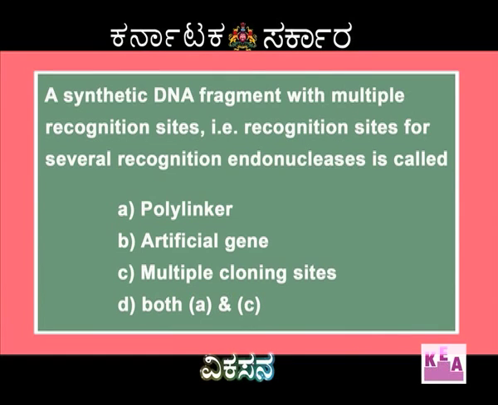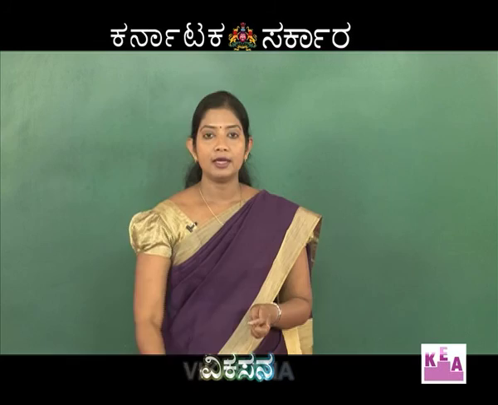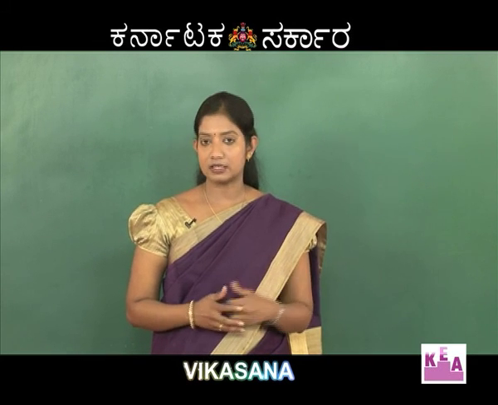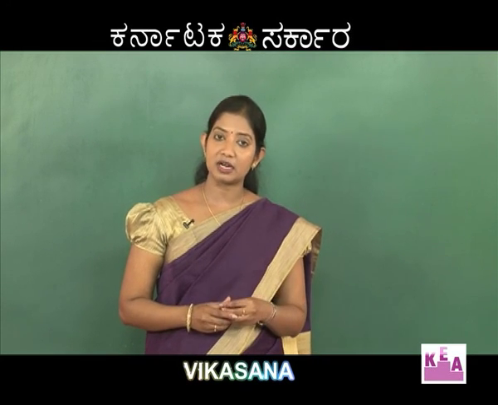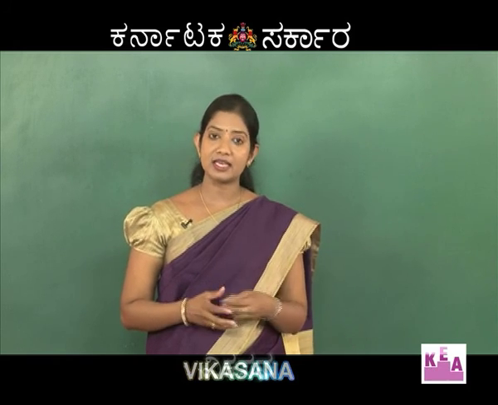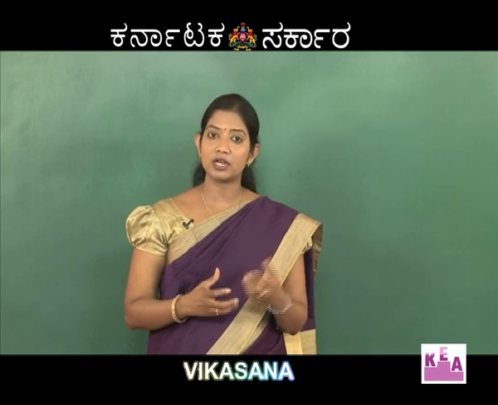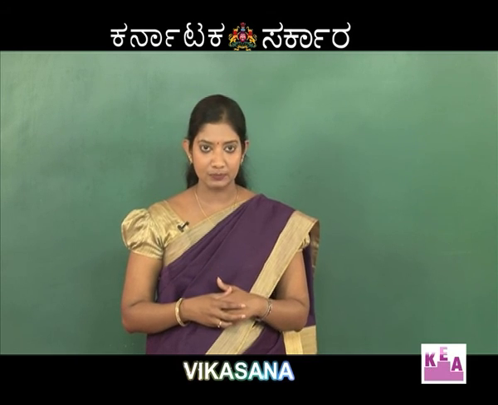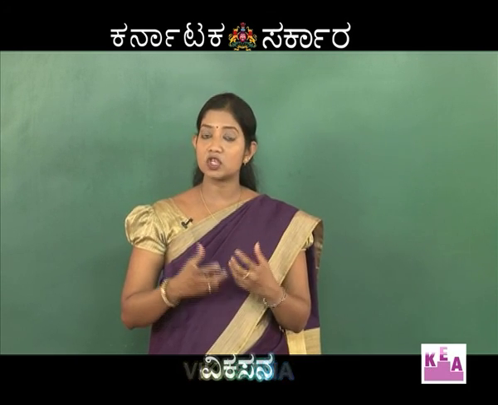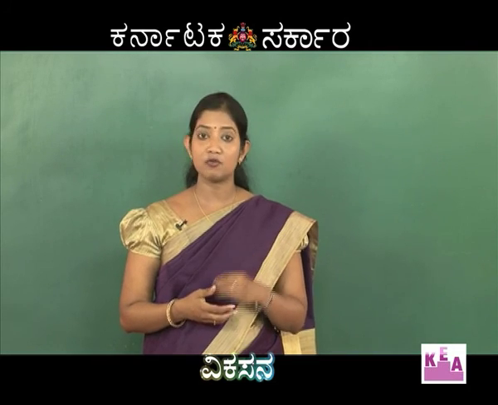Artificial gene, multiple cloning site, both A and C. Now, we are aware of vectors. Vectors are nothing but the DNA which carries a DNA of interest, or a foreign DNA which is of interest. That is, it produces a protein which we are interested in. So, such DNA which helps in carrying a foreign DNA is called a vector.